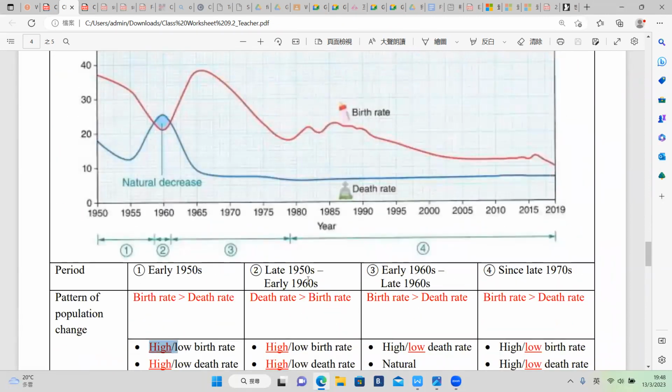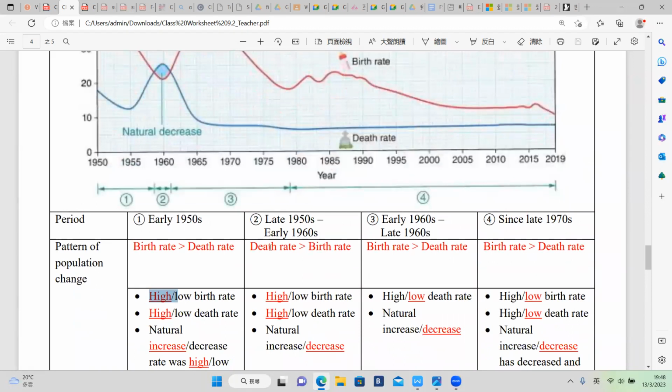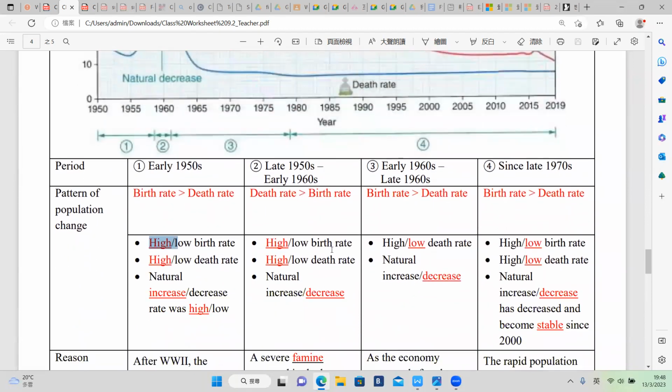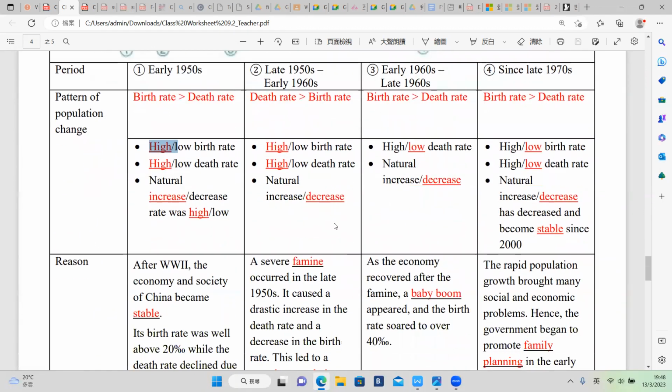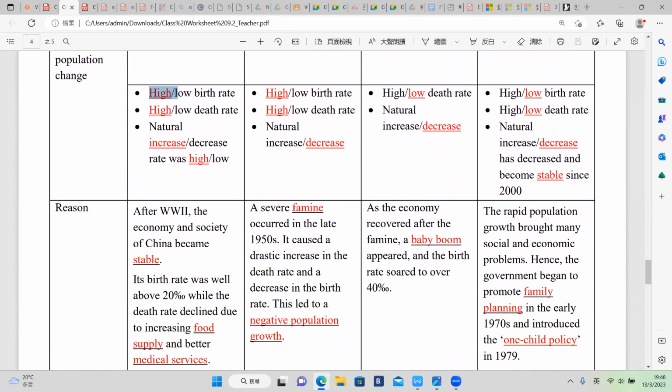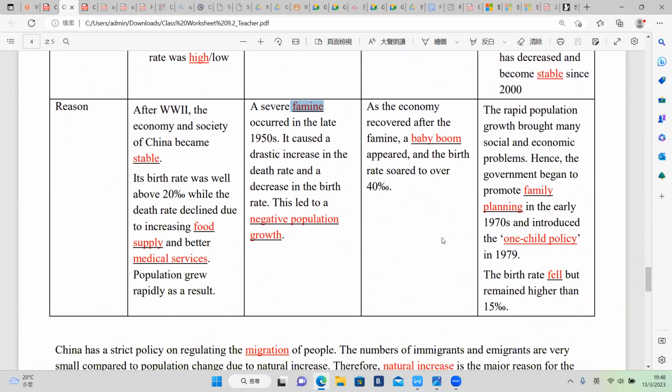How about in the 1950s to 1960s? The death rate, sadly, is larger than the birth rate, and with a higher death rate, natural decrease is still taking place, because there was a famine in the 1950s. It caused a drastic increase in death rates and a decrease in birth rate. This leads to negative population growth.